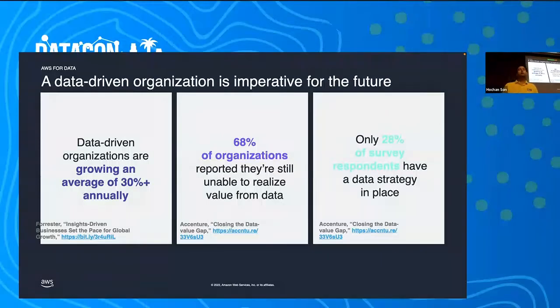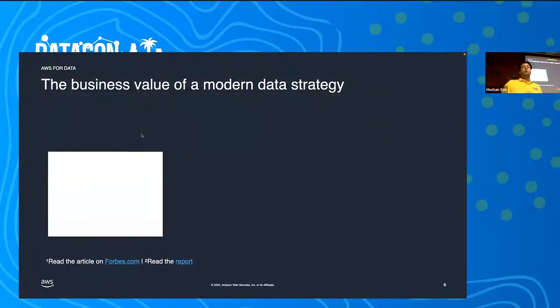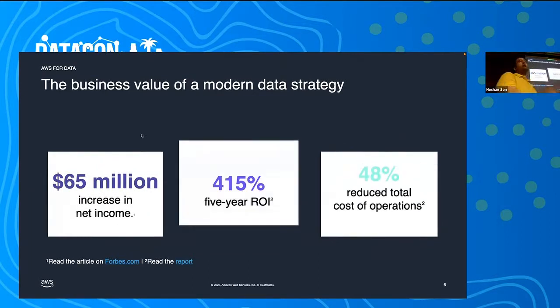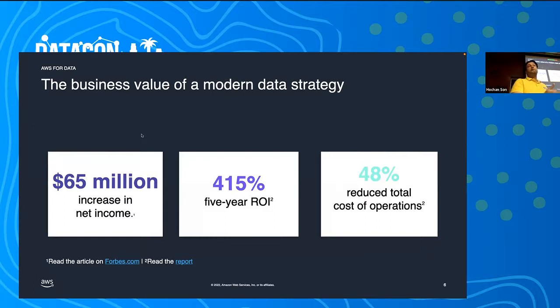So let's talk about some of that as well in depth. We know that data-driven organizations average about 30% annually additional growth, and this is from a Forrester research. You look at an Accenture research, you've got about 68% of organizations that are saying, we're unable to realize value from our data, and 28% of them don't even have any kind of data strategy in place. So we know there's a gap. We know that there's a desire for folks to get to the next phase. Let's also look at what happens for companies that are able to realize their data strategies and derive value from their data.